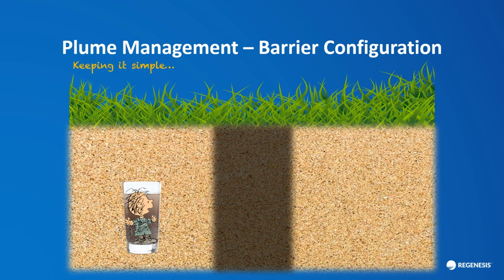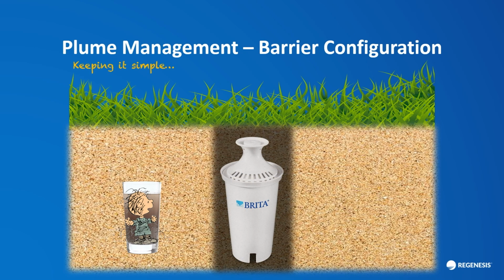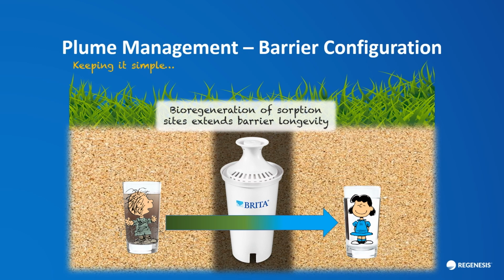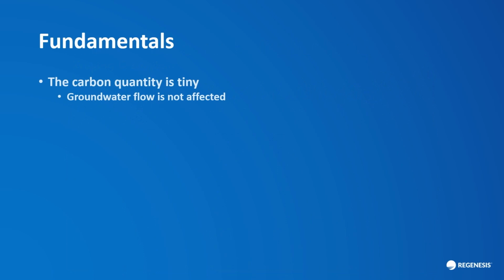That will behave more or less like a carbon filter, a Brita filter in the subsurface, so that when contaminated water passes through it, the water that comes out of the other side is clean. If we have biodegradable contaminants, then bioregeneration of absorption sites, or indeed ferroregeneration of absorption sites, if we use zero-valent iron and solvents, will extend the barrier longevity. The carbon quantity that we need for this is tiny. The groundwater flow is not appreciably affected.